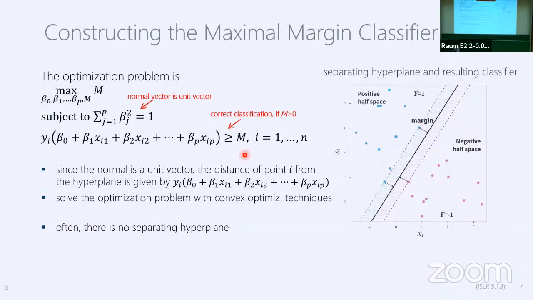Does this make sense so far? Any questions on the definition of this margin-based classifier?